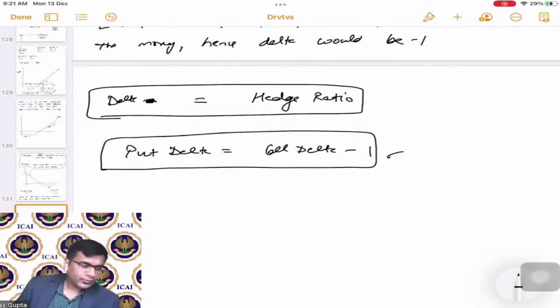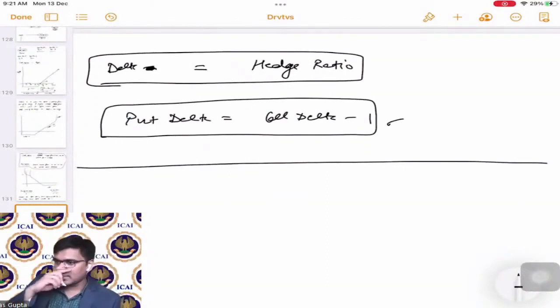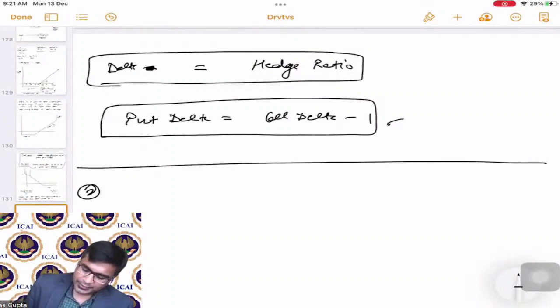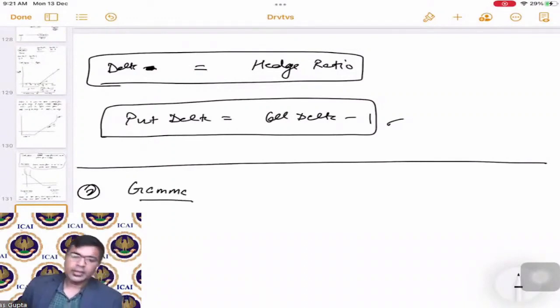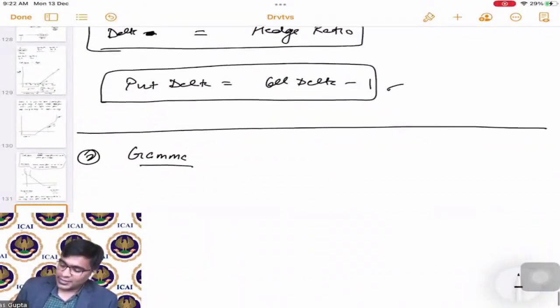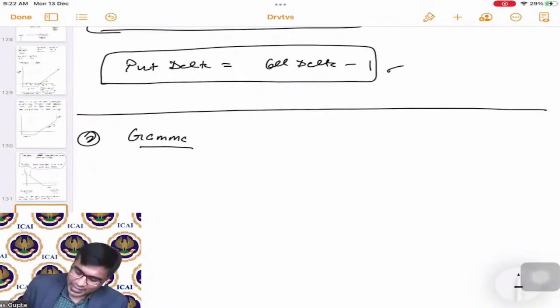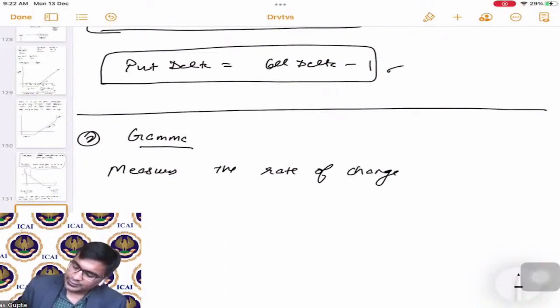Now let us go to gamma. So the first Greek, delta, is done. Coming to the second Greek, which is gamma. Now what is gamma? Gamma is a bit more complicated in the sense that it measures the rate of change in delta.